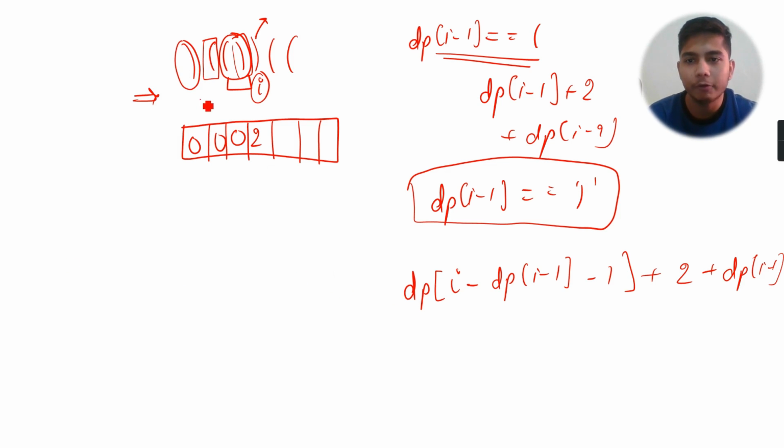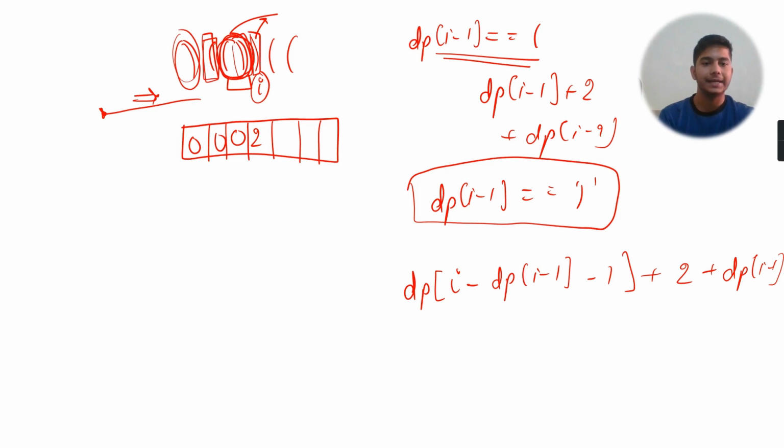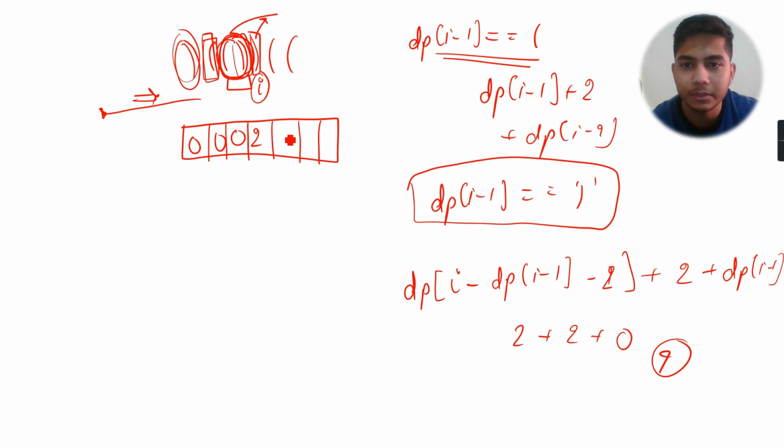Because I have to calculate what it is for this, and for this I know that this is in between, and one bracket for this and one bracket for this. So 2 plus this value, plus this value, right? So it will be like 2 plus 2 plus 0, so it will be 4. So we will be having 4 here, 0 here, and 0 here. This was the basic logic behind it.